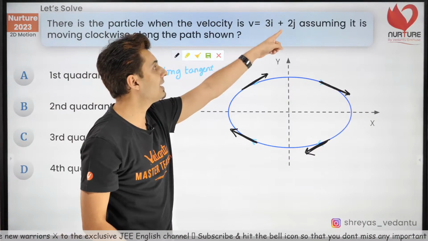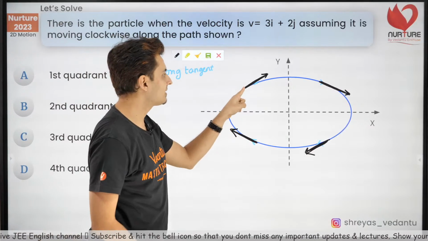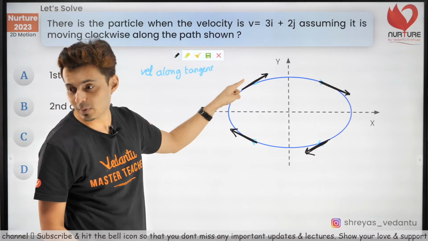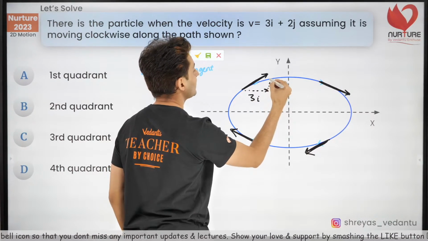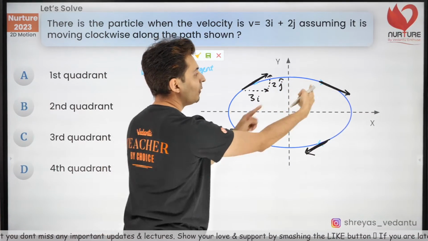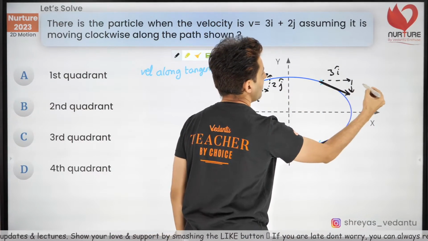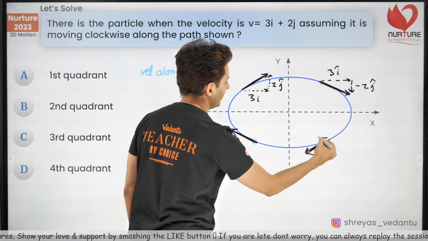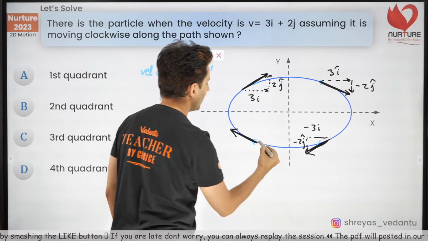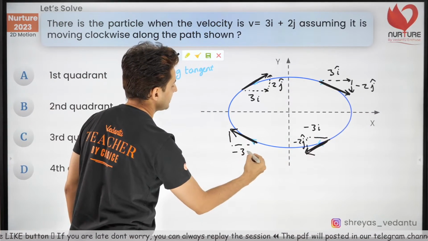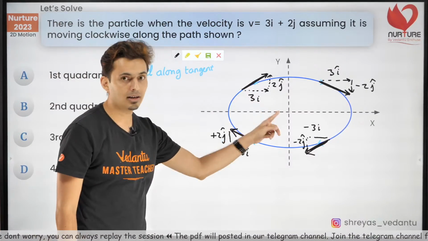Now the question says 3 i cap plus 2 j cap. That means both the x and the y components are positive. And that's this one, second quadrant. A lot of people got this wrong. Look at this. This is 3 i cap and this is 2 j cap. Whereas over here, if you notice carefully, it's 3 i cap and minus 2 j cap. Over here, it will be minus 3 i cap and minus 2 j cap. And over here, it's nothing but minus 3 i cap and plus 2 j cap. So guys, second quadrant is the answer.